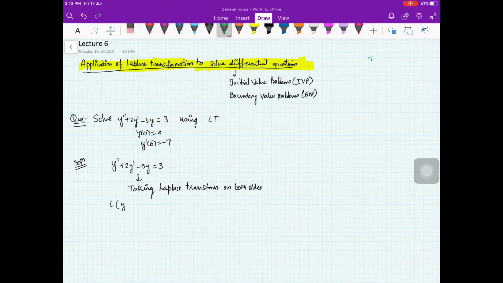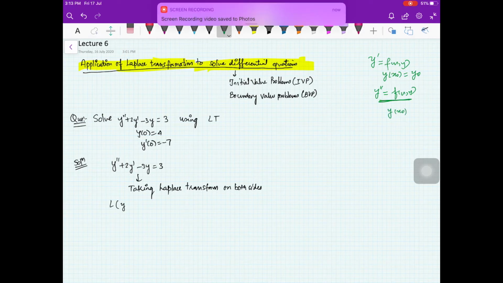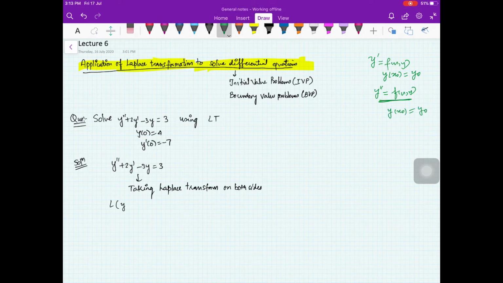So, suppose you have a differential equation of first order. Then it is accompanied with an initial condition, to find out the constant of integration. And if you have a second order differential equation, say f(x, y), then you have two constants of integration, so you will have two initial conditions.